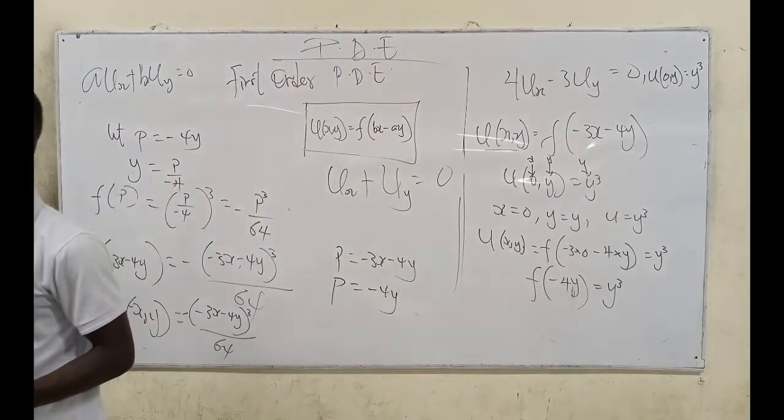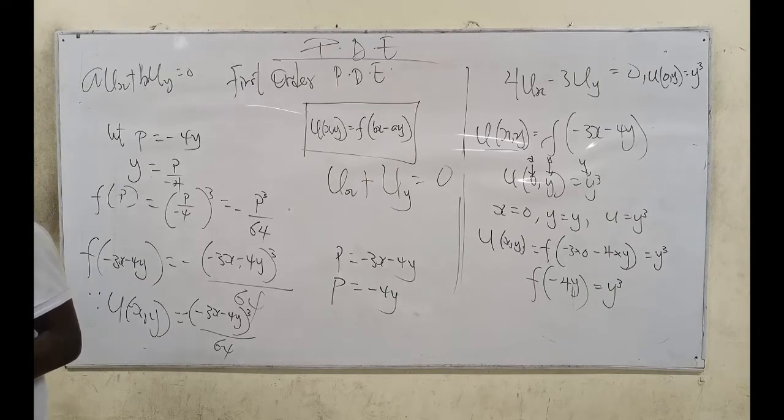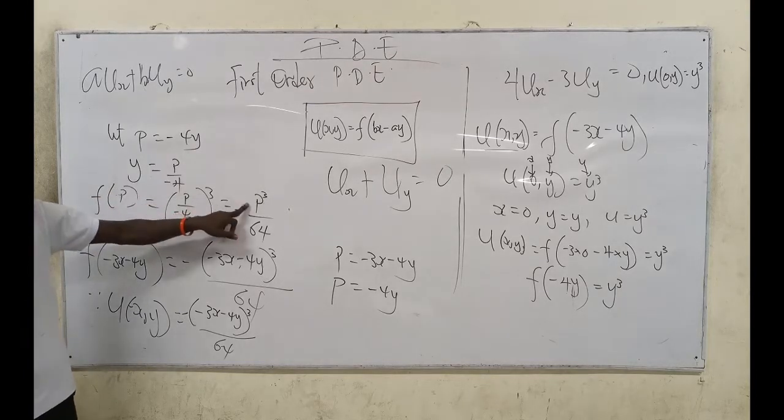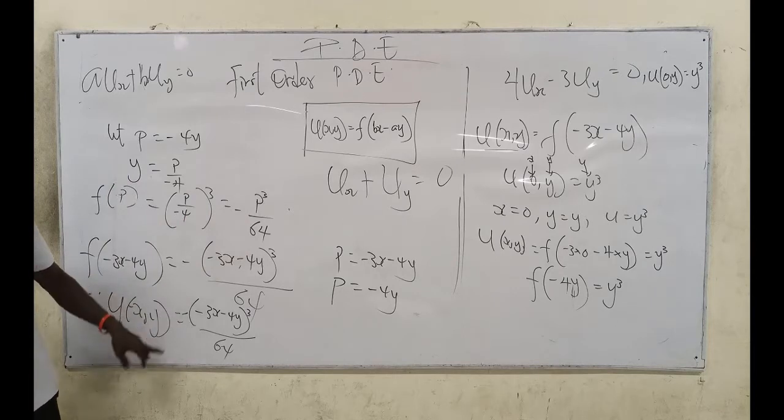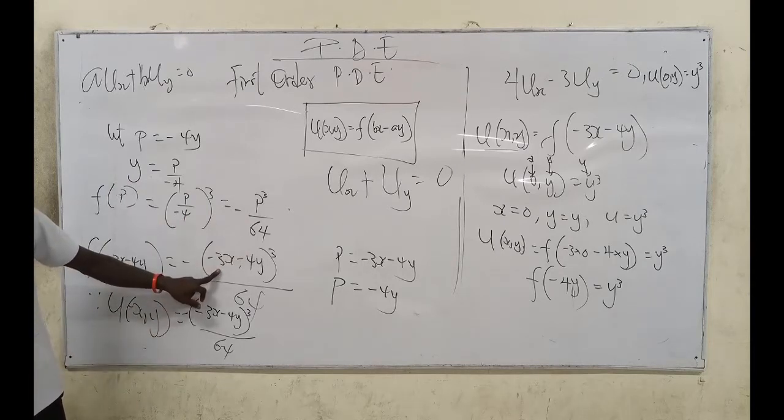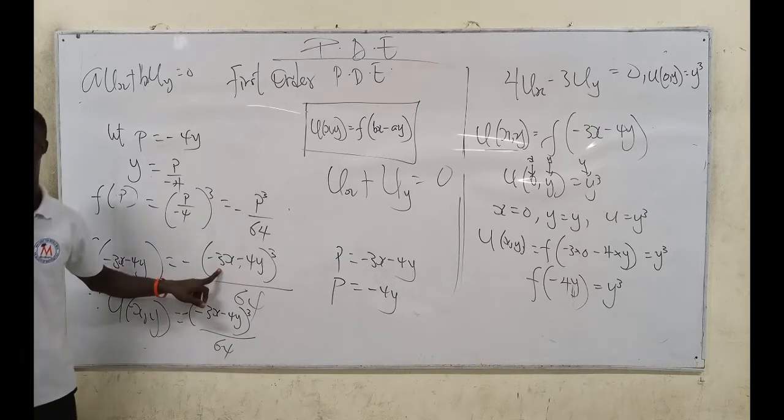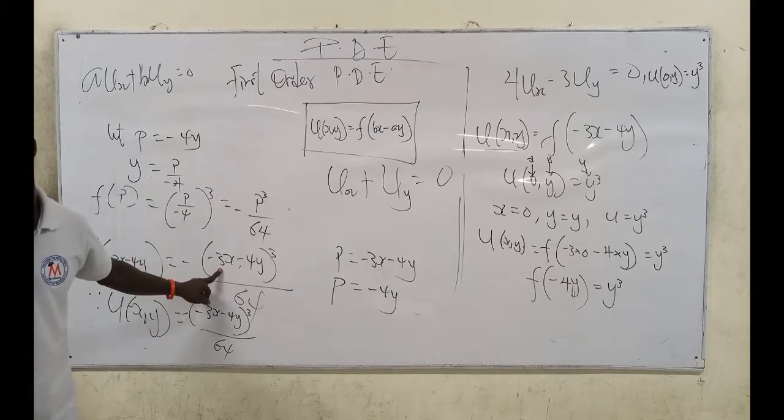Let me come. We solved that one before, saying that let P be equal to that. So substitute the value of P. I'm saying that since we said our P is equal to minus 4y, then definitely we should put negative 4y over where we have the negative 3x minus 4y. We have to put this here. And what I'm saying is that the confusion here is easy.